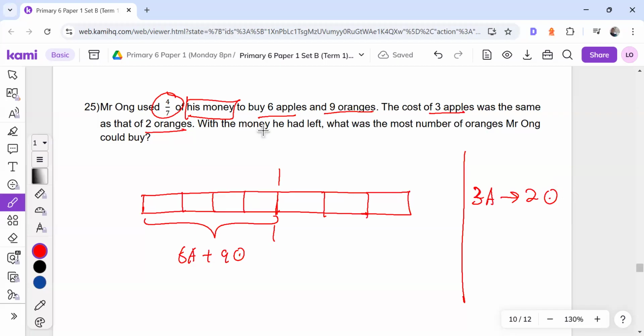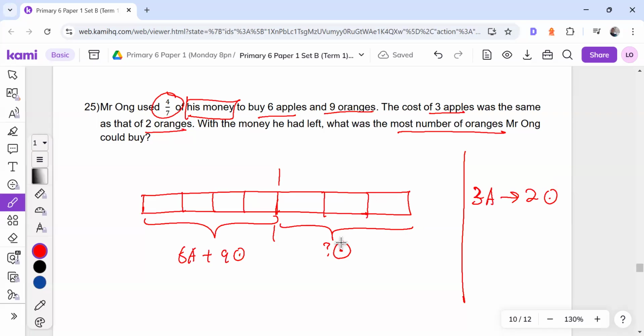All right, same. With the money he had left, oh, this is the money left, right? And then what happened? What was the most oranges he could buy? So I'm going to put down, with the money left, how many more oranges he can buy. Boom. And my model is done. Okay, that's the model. So how are you going to use the model to solve?